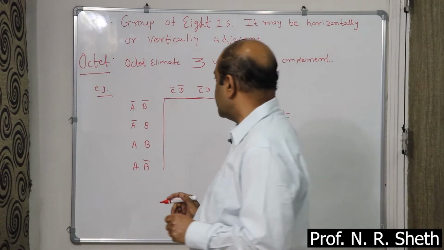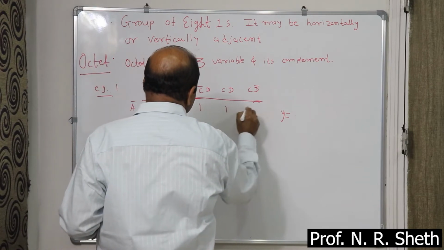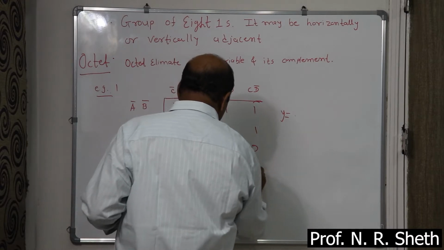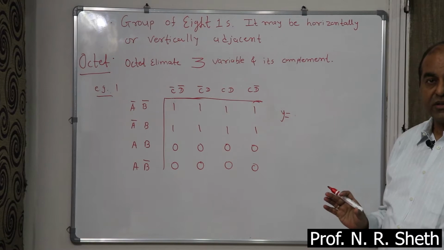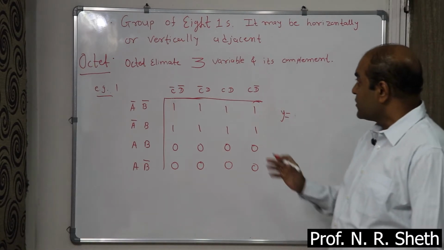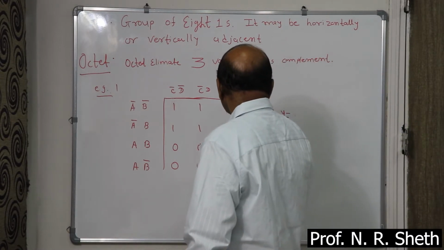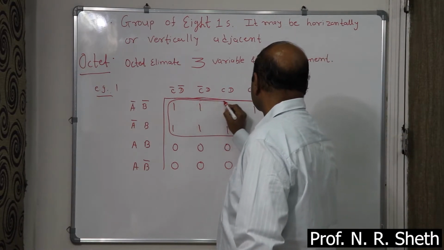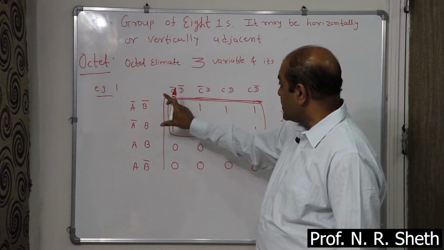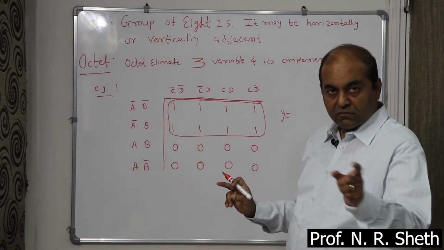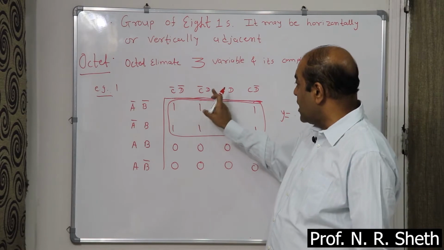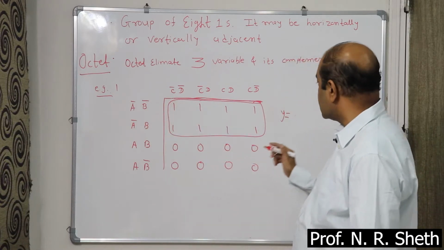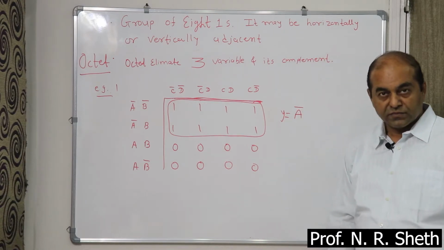Okay, so let us discuss the first example. Suppose 8 ones are given in this manner. So we can say that it is horizontal adjacent. And your group formation is like this. Now look at this part: C bar, C bar, C, C cancel. D bar, D, D, D bar, that is also cancelled. So the upper part is cancelled. This one, B bar, B cancel. So Y equals only A bar.